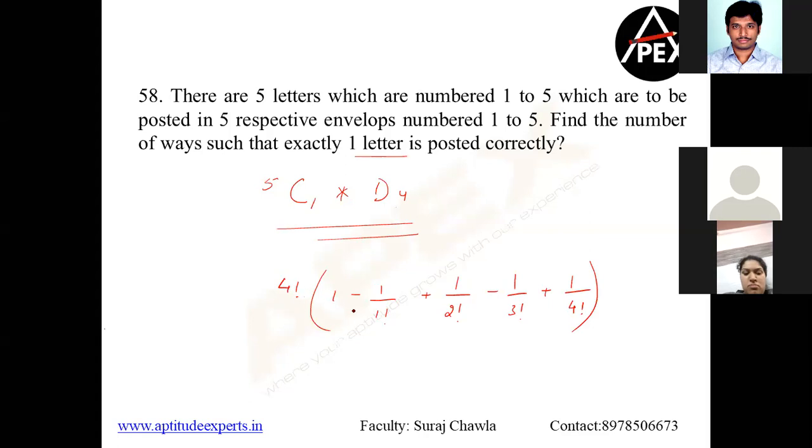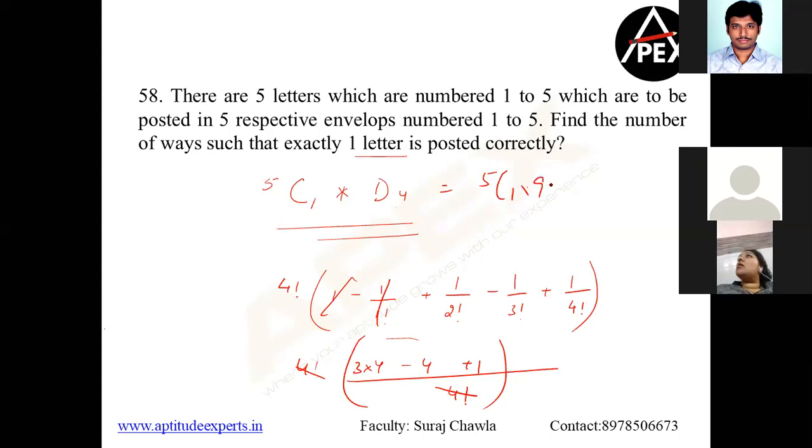Clear? So what is happening here? So this and this get cancelled. So I'm taking 4 factorial. This becomes 3 into 4 minus 4 plus 1 into 4 factorial. So 4 factorial gets cancelled. 12 minus 4 is 8. 8 plus 1 is 9. So your answer becomes 5C1 into 9. That is going to be 45.